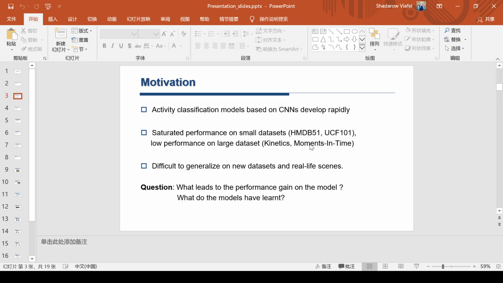Thanks to the prosperity of convolutional neural networks and deep learning algorithms in recent years, activity classification models have developed rapidly. The performance on small datasets like HMDB51 and UCF101 is almost saturated, yet their performance on larger datasets like Kinetics and Moments in Time is relatively low. Besides, research has found that it is difficult for these CNN-based models to generalize to new datasets other than training datasets and real-life scenes. Therefore, in this work, we mainly want to study what leads to the performance gain of the model and what the models have learned after training.